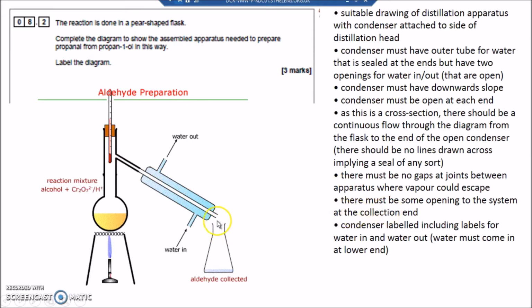Some opening to the system end, and then the condenser labelled. Again, you should have a flask to collect it, and ideally this will be cooled to reduce evaporation of the aldehyde that you're collecting and to ensure that you get maximum yield.